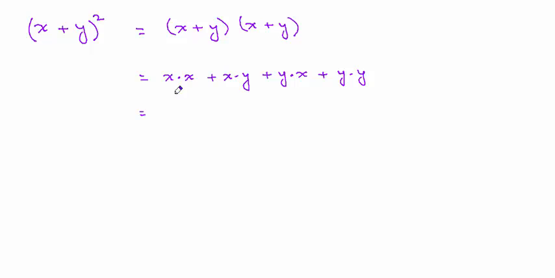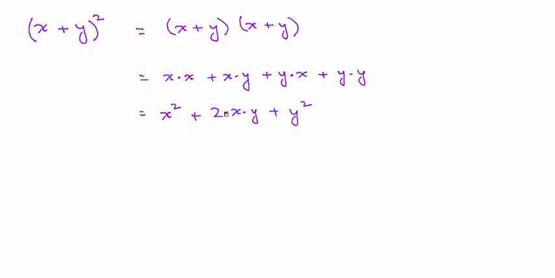X times x is nothing but x squared. Now if you look at x times y and y times x, they're essentially the same. X times y is the same as y times x. In multiplication, the order doesn't matter. It's called the commutative property of multiplication. So essentially we have x times y plus another x times y, which combine to give 2 times x times y, also written as 2xy, plus y times y is y squared.